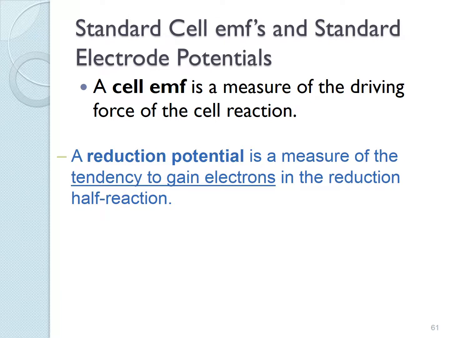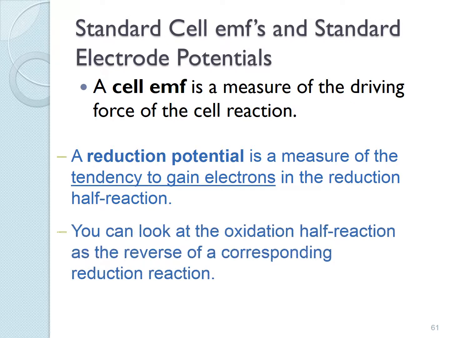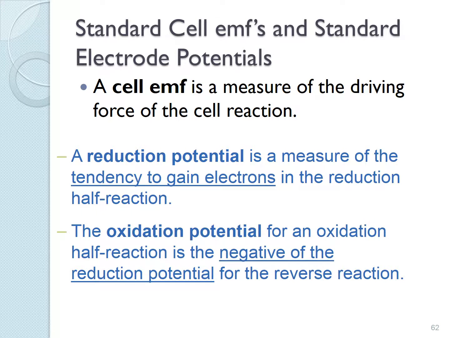The reduction potential is a measure of the tendency to gain electrons. How likely is something going to gain electrons in the reduction half reaction? Now, the oxidation half reaction is the reverse of this, because the oxidation potential is how willing it is to give up electrons. So they're opposite. They're the same exact number, but they're opposite of each other. So the oxidation potential is then the negative of the reduction potential for the reverse reaction.